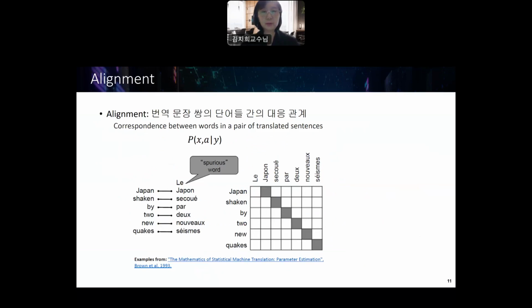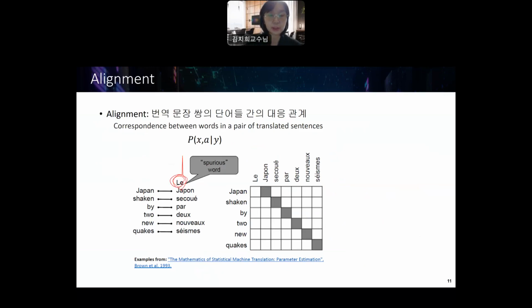And in the old statistical machine translation, this alignment was very important. So they created this kind of alignment structure that corresponds to how the words are mapped to each other, like we saw in the earlier slide. "Japan" is mapped to "Le Japon", but "Le", this particular article, is not used in English. So it can be a spurious word. It's not mapped to anywhere in English.